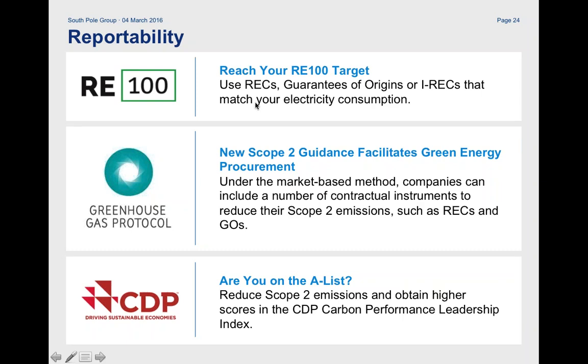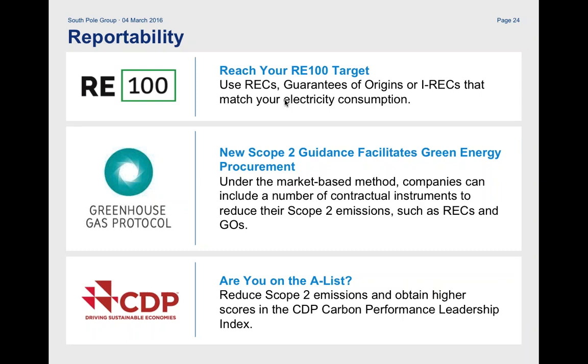There are the technical criteria which are published on the RE100 website, which specify what type of RECs and how these have to be accounted for. And actually, if you are an RE100 signatory, you can influence and lobby the RE100 body to change these technical criteria and guidelines. So that's something which is possible for you as a signatory.